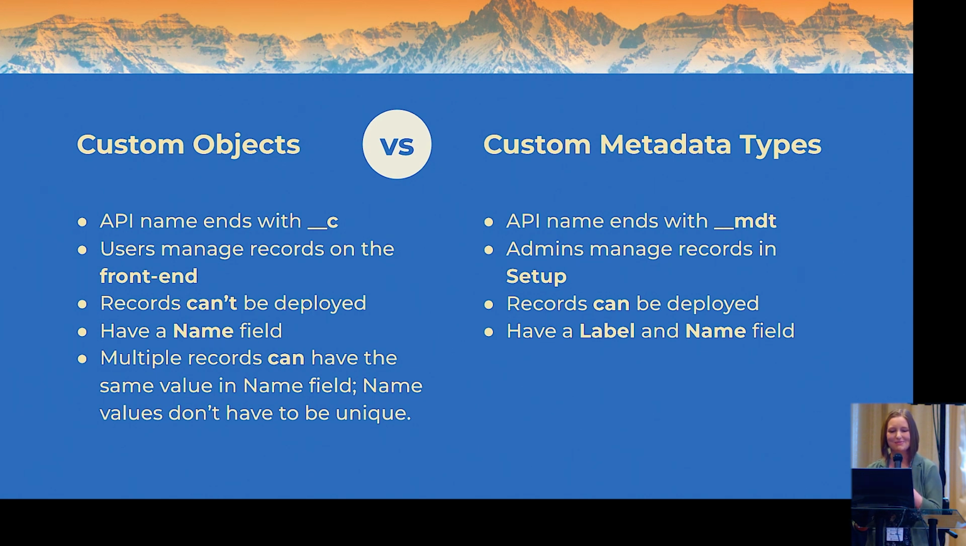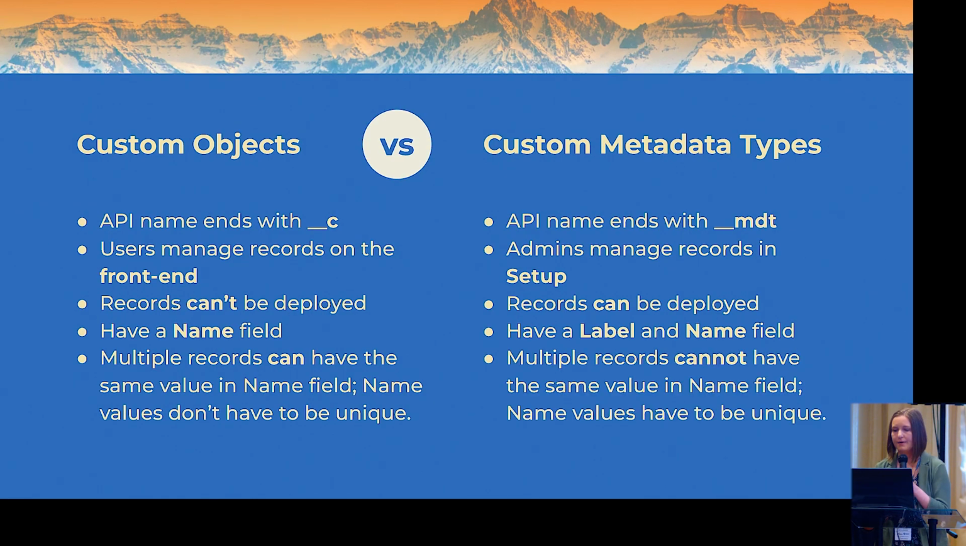All right, with custom objects, multiple records can have the same value in the name field. So back to my silly color example, I could have 2 records where the name is green and Salesforce is like, cool. But with custom metadata types, multiple records cannot have the same value in the name field. So the name values have to be unique. The labels, it doesn't care, names have to be unique. You can think of this similarly with other backend things in Salesforce, like record types, picklists, right? Those API names have to be unique. Same thing here.